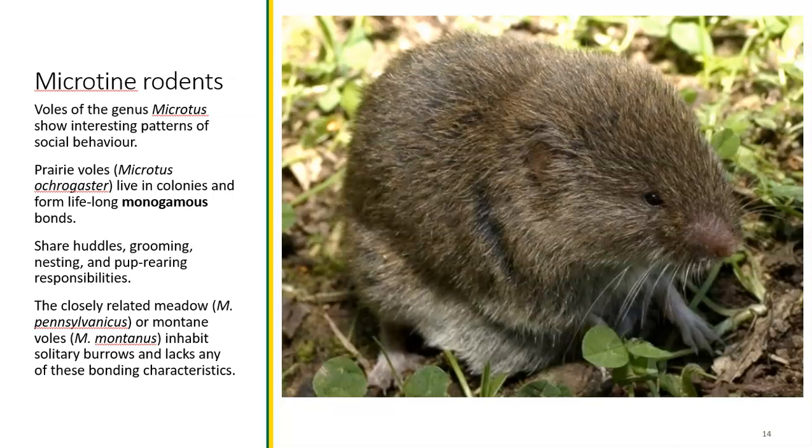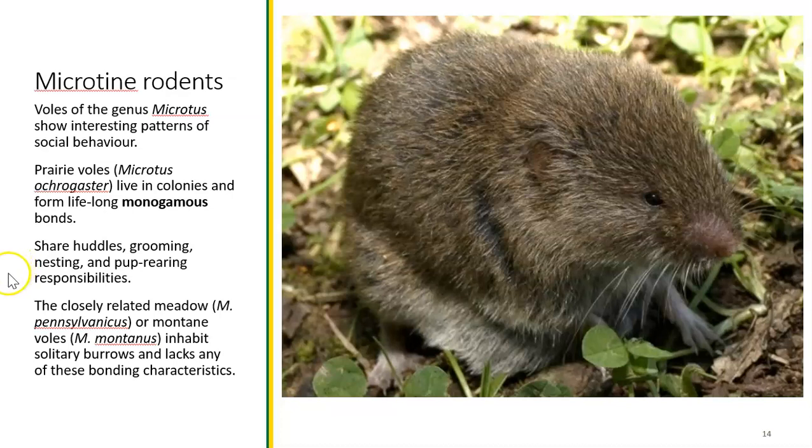Like humans, they form monogamous lifelong bonds, which the majority of species in the animal kingdom don't do. Only 5% of species actually engage in monogamous bonding, and the prairie voles are one of these types. What's cool is that we see shared huddling, grooming, and nesting, as well as shared pup rearing responsibilities. So we see a lot of shared social behavior that mimics what we humans do.